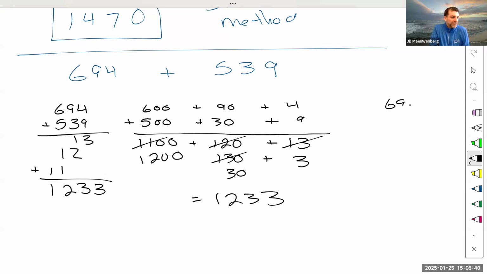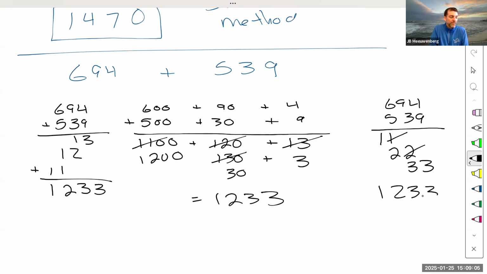The last one, 694 plus 539. Maybe we want to try adding from left to right. 6 plus 5 is 11. 9 plus 3 is 12. There's our scratch method. 4 plus 9 is 13. Add there. There's our 3. Drop them all down. 1, 2, 3, 3. Look at that. So we have 3 different methods, all giving us the same solution.